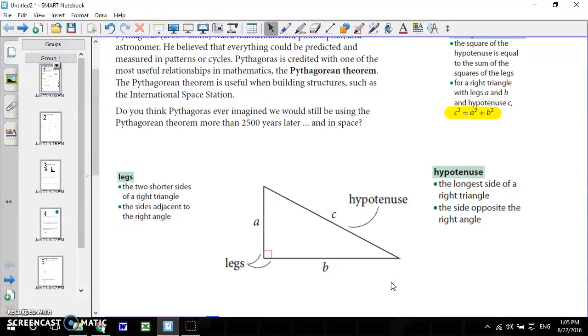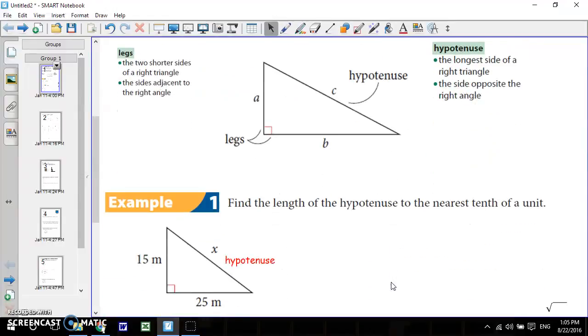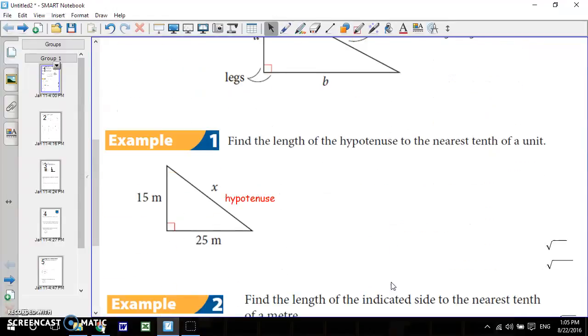And sometimes when you're solving a question, your hypotenuse may not be labeled C. It could be any other variable, so you have to pay close attention to that. Let's scroll down and take a look at the examples on this page.